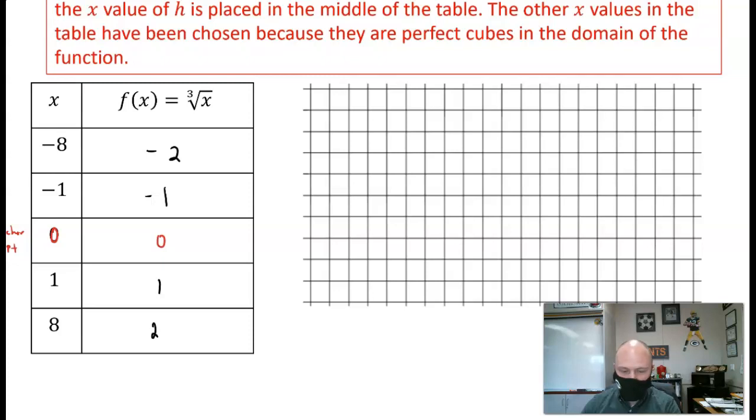So we're going to go ahead and plot this. I'm going to draw a y-axis and an x-axis. And I'm just going to plot these points. Again, I'll put my anchor point in red just to kind of help signify the importance of that point. And then this is the way my brain works. I always do the positive values first. I'm going to go right 1, up 1.